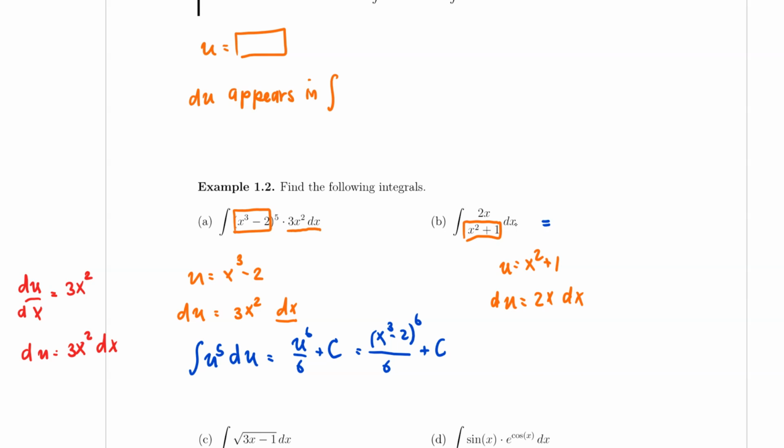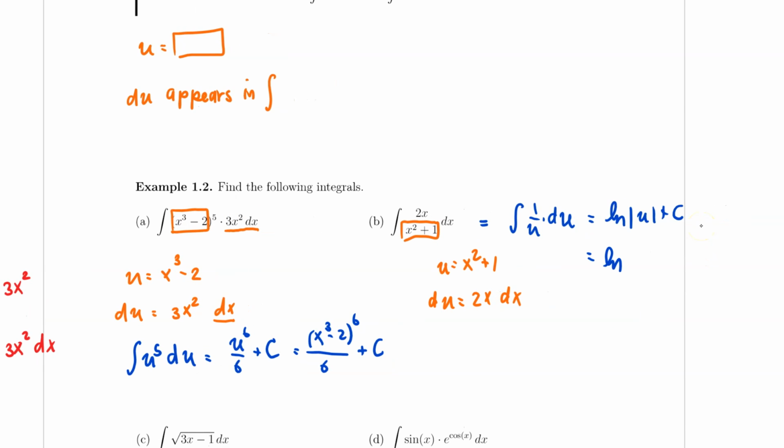This is going to give me the integral of 2x dx, which is just du, so it's going to be du over u. Or let me write this as 1 over u times du. So the integral of 1 over u is just going to be log of absolute value of u. So I'm going to have log of absolute value of u plus a constant c. And because I knew that my u is x squared plus 1, I can substitute back, and that's going to give me the log of absolute value of x squared plus 1, and then plus c. So here's my answer for part B.